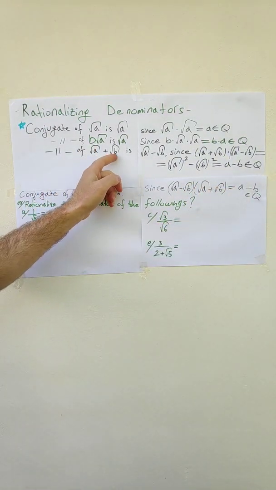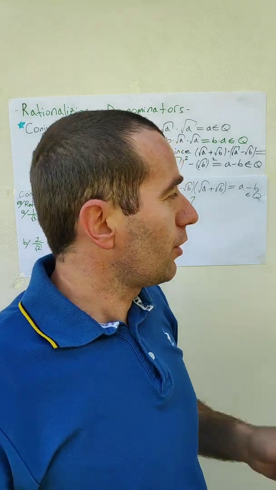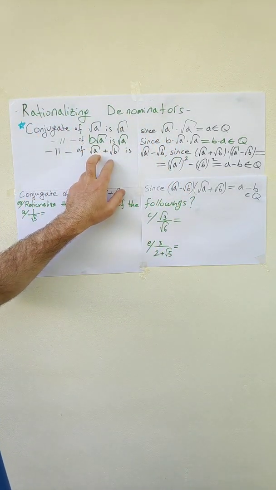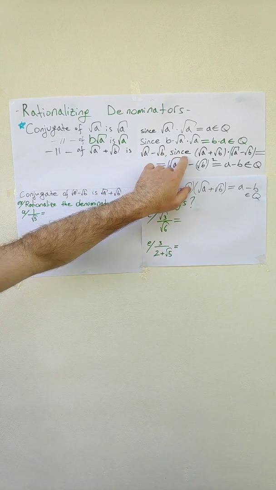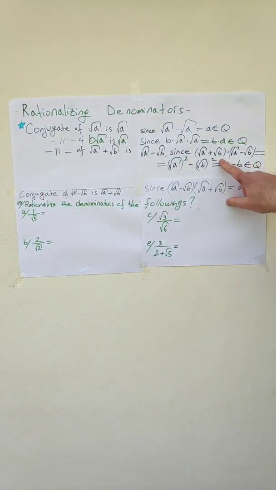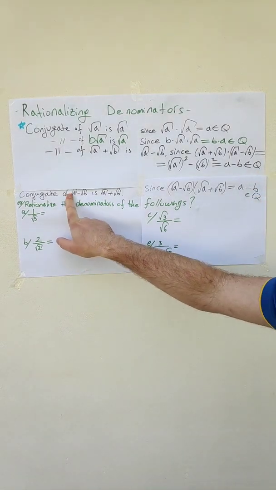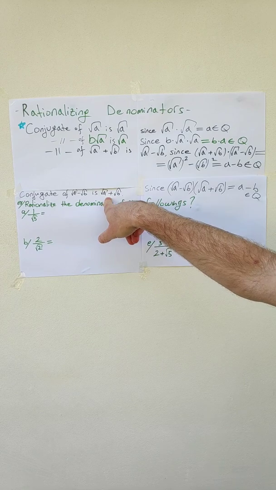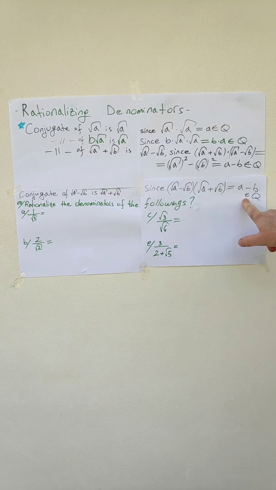The conjugate of square root of a plus square root of b is different. This is an algebraic expression, consisting of two terms. Its conjugate is square root of a minus square root of b, since when we multiply them together we obtain again a rational number. The conjugate of square root of a minus square root of b is square root of a plus square root of b, since if we multiply them together, we again have a rational number.